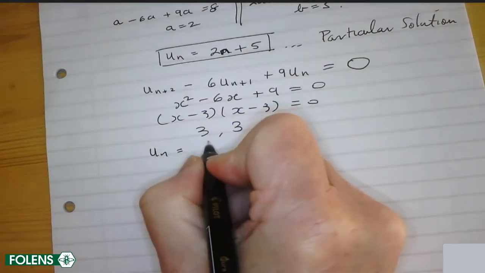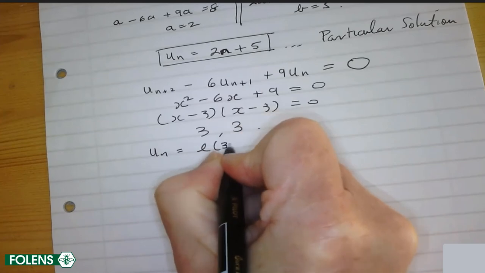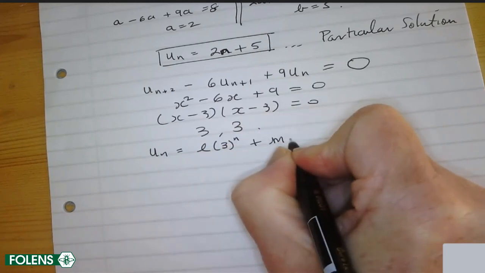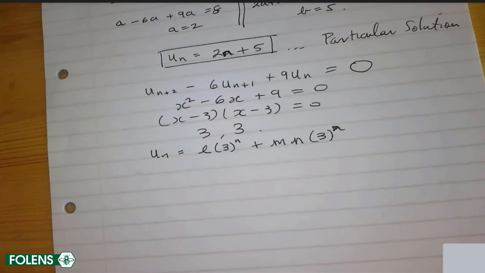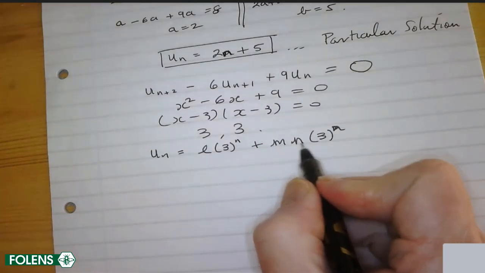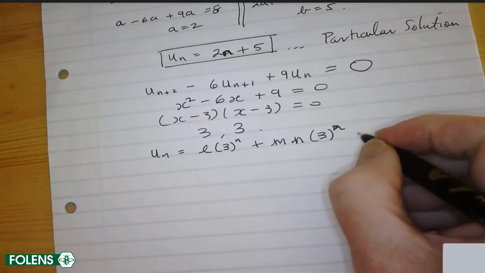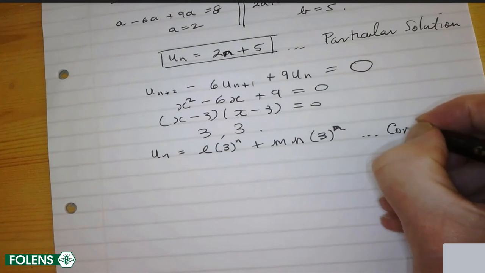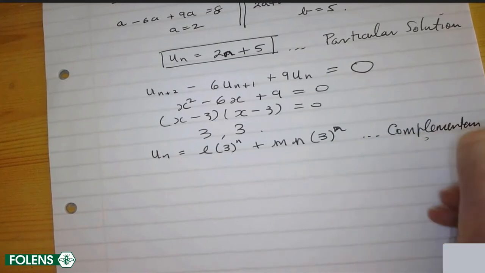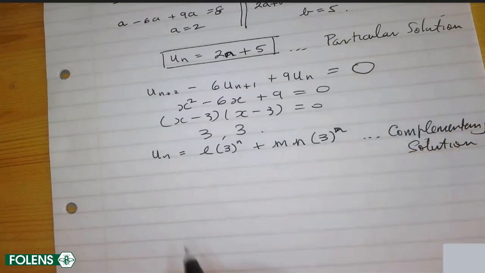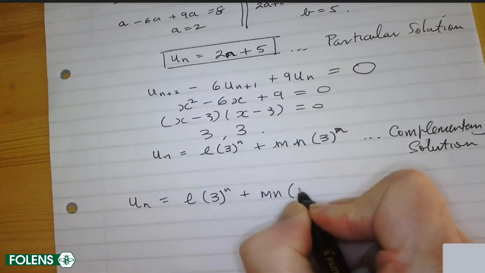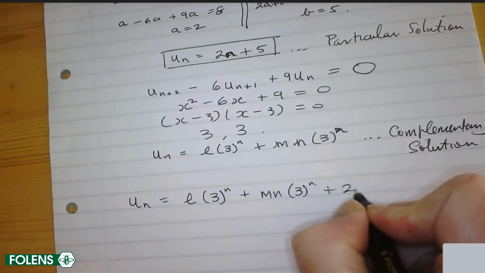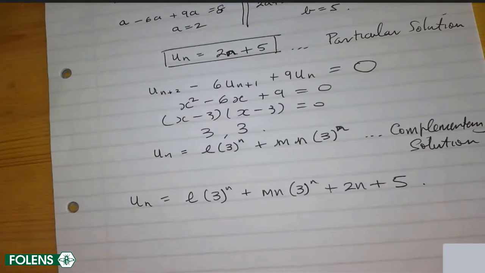Well, in that case, un is some number times the first root to the power of n and some number times n times the same root. That is what happens when you have a double root. It's l times 3 to the power of n and mn times 3 to the power of n. That is also a solution known as the complementary solution. And the general solution is that un is the sum of these two. So un will be l times 3 to the power of n plus mn times 3 to the power of n plus 2n plus 5. That will give us the solution.